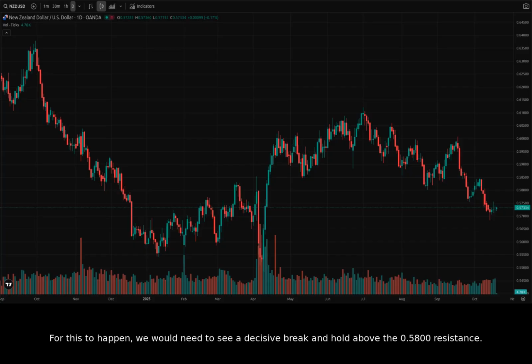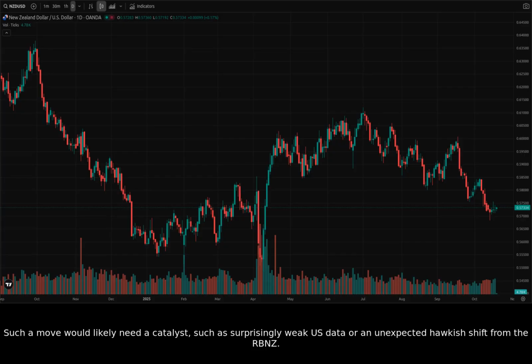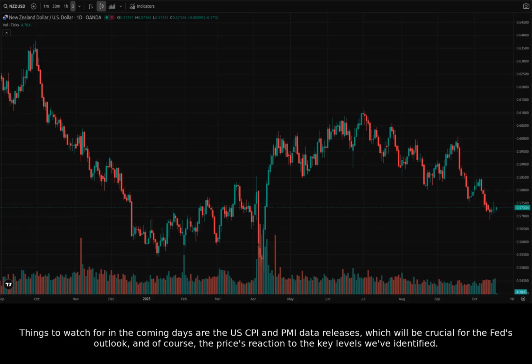For this to happen, we would need to see a decisive break and hold above the 0.5800 resistance. This could trigger a short squeeze and a deeper correction towards the 0.5900 level. Such a move would likely need a catalyst, such as surprisingly weak U.S. data or an unexpected hawkish shift from the RBNZ. Things to watch for in the coming days are the U.S. CPI and PMI data releases, which will be crucial for the Fed's outlook, and, of course, the price's reaction to the key levels we've identified.